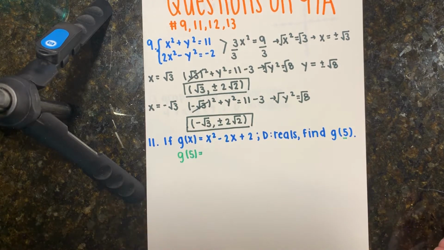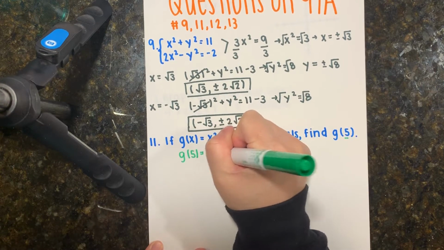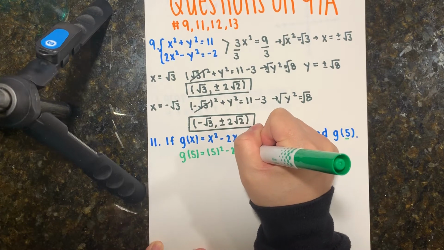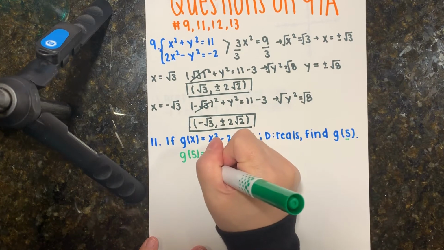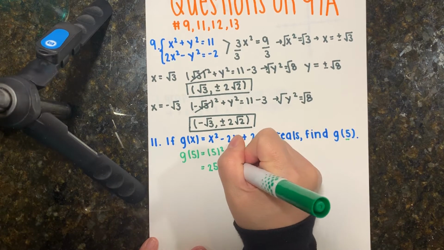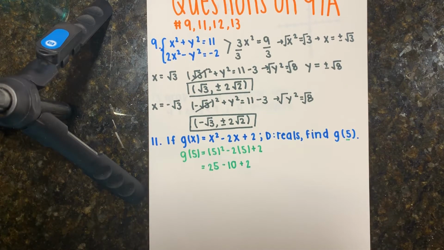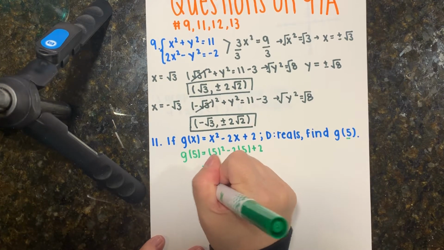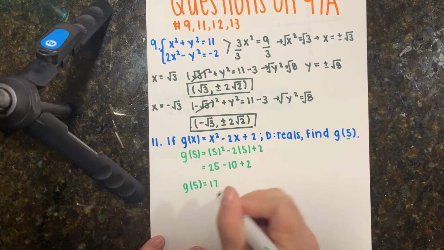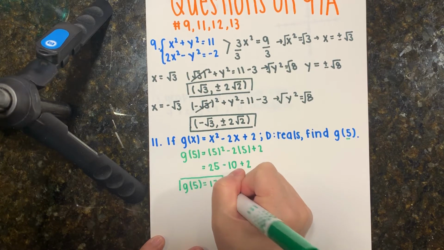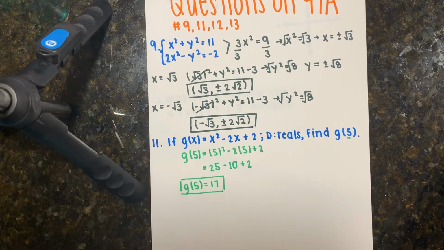If I put it right under, it kind of makes it obvious that we're going to replace the x with 5. So that would become 5 squared minus 2 times 5 plus 2. And that we evaluate: 5 squared is 25, 2 times 5 is 10, and then plus 2. Well, 25 minus 10 would be 15, but 15 plus 2 would be 17. So that means my g of 5 is going to be equal to 17. So I plugged my 5 into the g function, and that's how you evaluate it.